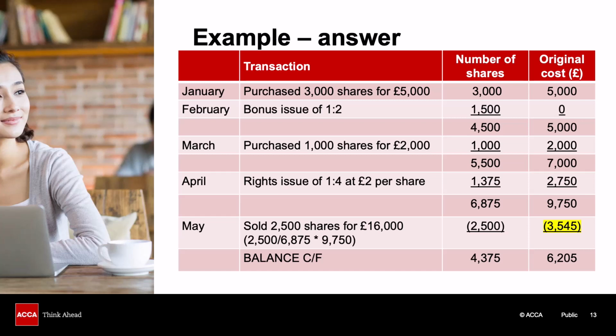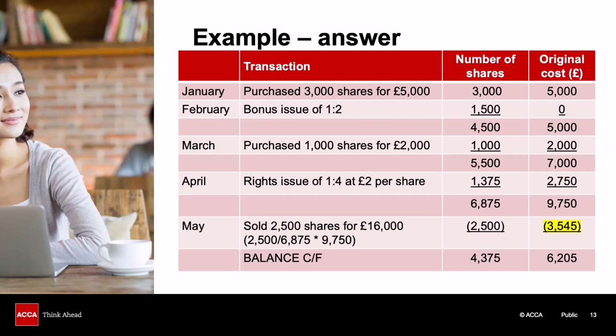Keeping a running total of the number of shares and cost is a useful thing to do in your share pool. So we now have 4,500 shares in the company and a total cost so far of £5,000 to Maddie. March, she purchases 1,000 shares for £2,000 in total, so we put £2,000 in the cost column and 1,000 in the number of shares column. Keep a running total. We've now got 5,500 shares in this company, which has cost Maddie to date £7,000.